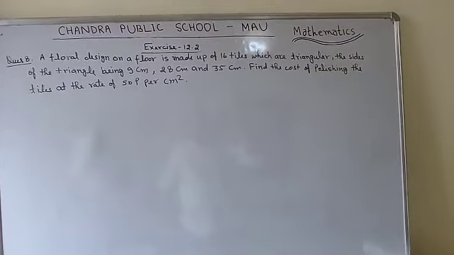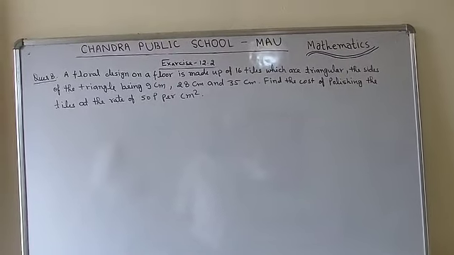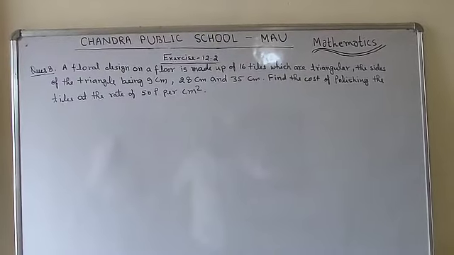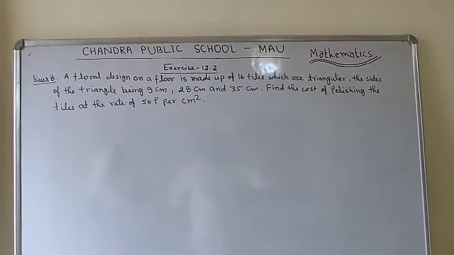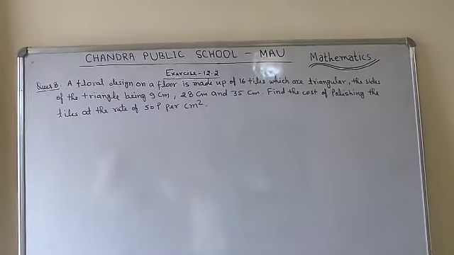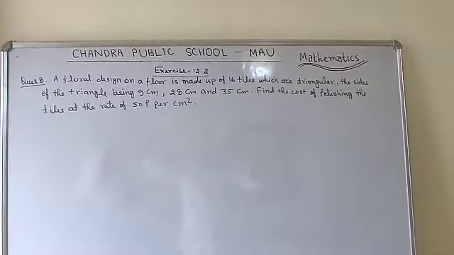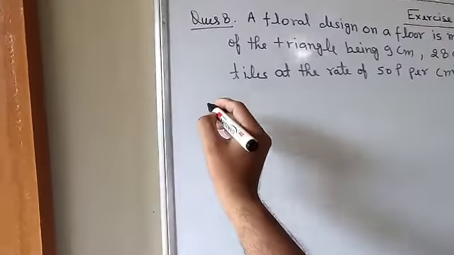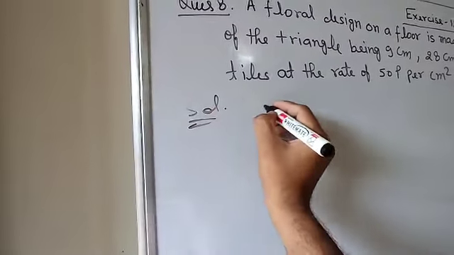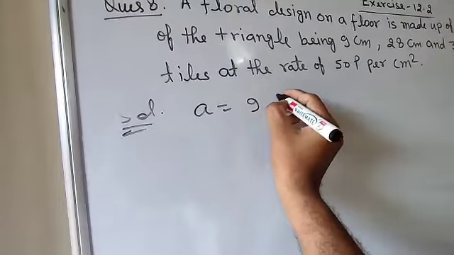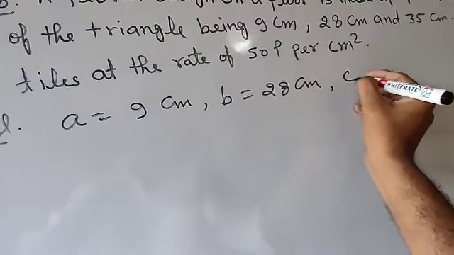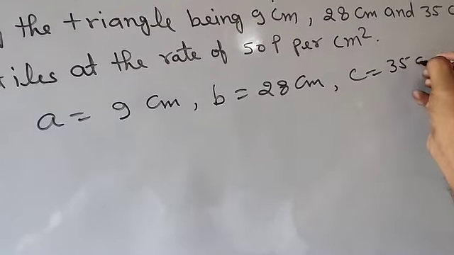So here a floor having 16 tiles and each is in the shape of a triangle, and the sides of the triangle are given as 9, 28 and 35, and you need to find the cost at the rate of 50 paisa per centimeter square. So first you need to find the area of one tile. So here the sides of the tiles are given: a equal to 9 centimeter, b equal to 28 centimeter and c equal to 35 centimeter.